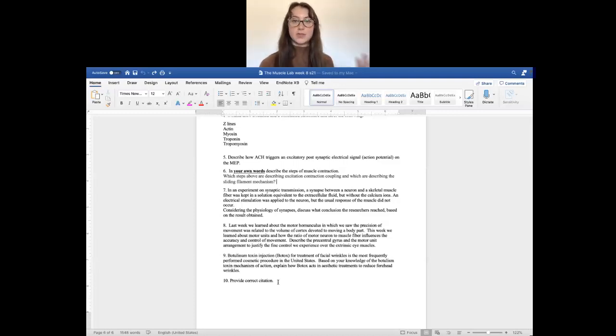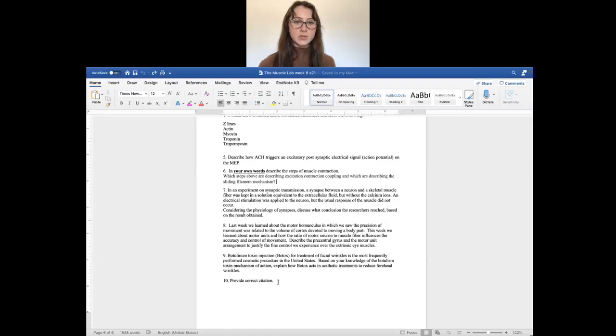So what did these researchers just discover in the realm of muscle contraction? They said in this experiment, the synapse between a neuron and a skeletal muscle fiber was kept in a solution equivalent to extracellular fluid, but without calcium ions. So no calcium ions were there. They sparked that nerve with some electricity to initiate an action potential, but nothing happened to the muscle fiber. What did these researchers discover?